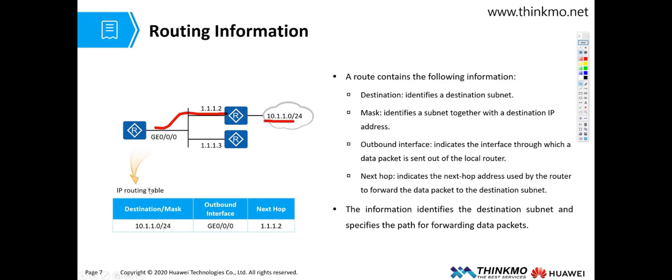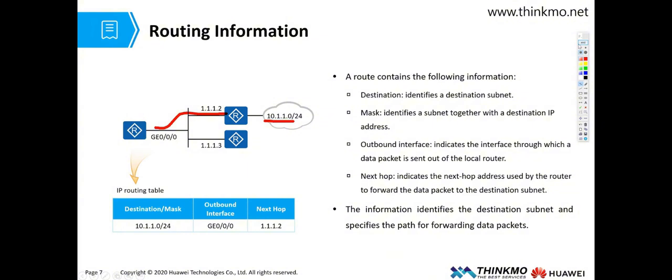Here, the outgoing interface is which of my own router's interfaces I use to send out, and the next hop indicates which next device my router uses to forward the data packet to the destination network segment. In this context, forwarding our IP data packets cannot be determined solely by our outgoing interface. Therefore, we must specify the next device.